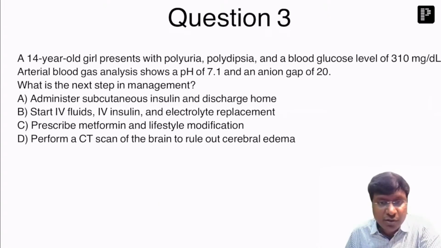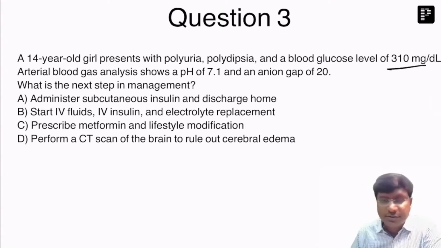We have a 14-year-old girl presents with polyuria, polydipsia and blood glucose levels are 310 milligrams per deciliter. ABG showed pH of 7.1 and anion gap is 20. What is the next step in the management of this patient? Administer subcutaneous insulin and discharge home. Start IV fluids, IV insulin and electrolyte replacement. Prescribe metformin and lifestyle modification. Perform a CT scan of the brain to rule out cerebral edema.